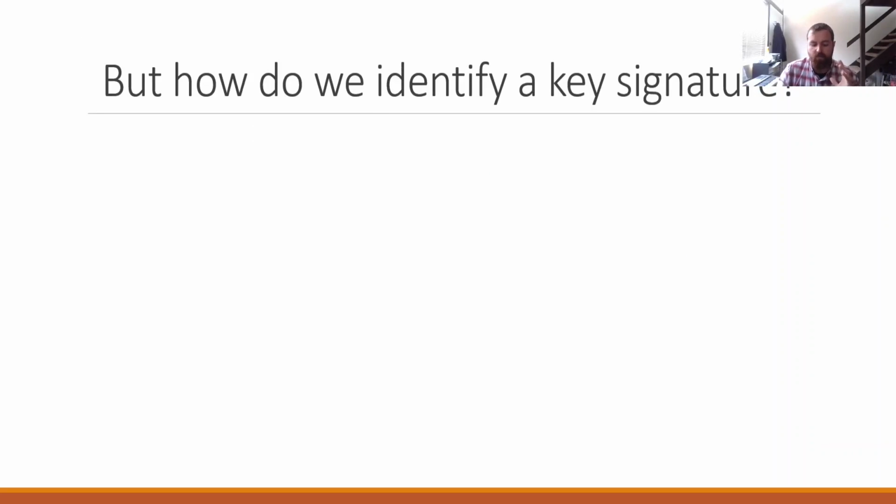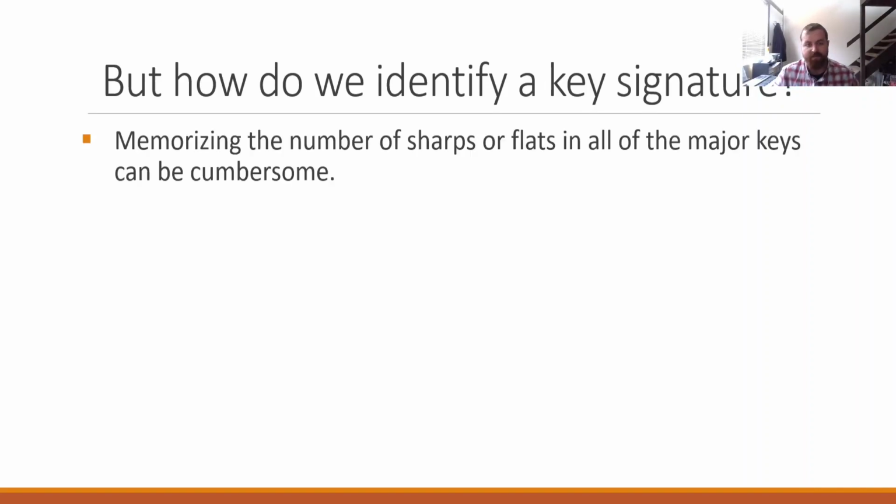So we know what a key signature is. They're pretty obvious to look at. I mean, it's pretty straightforward. If I have two flats, they become two flats in the key signature. But how do I identify, just by looking at it, what a key signature is?